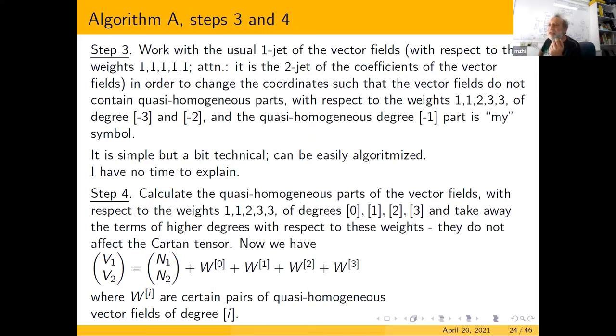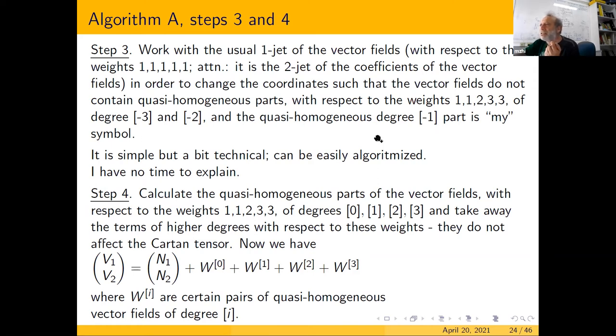What is somewhat nontrivial, but a bit technical and easy, is to bring it to my symbol. The nilpotent approximation is defined by usual 2-jets with respect to these weights, all ones with respect to usual jets. So we have to distinguish this symbol, this or that normal form for the nilpotent approximation. We need to work with 2-jets of vector fields in any coordinates. We take the 2-jet, and then we have to change the coordinates so that in the new coordinates there are no quasi-homogeneous parts of degree minus 3 and minus 2, and the degree minus 1 part is in normal form.